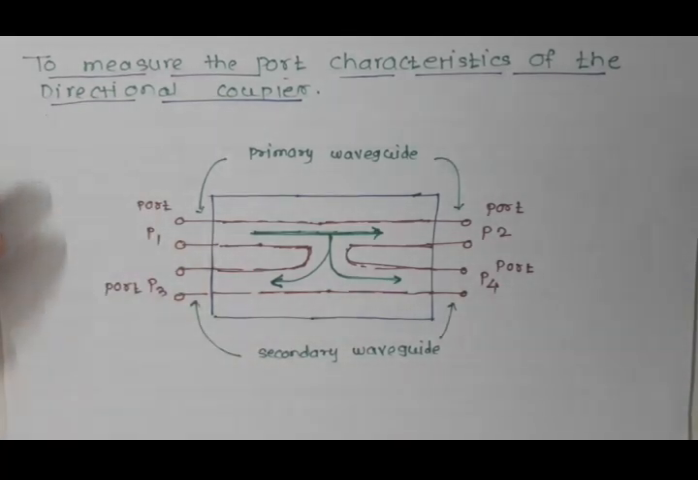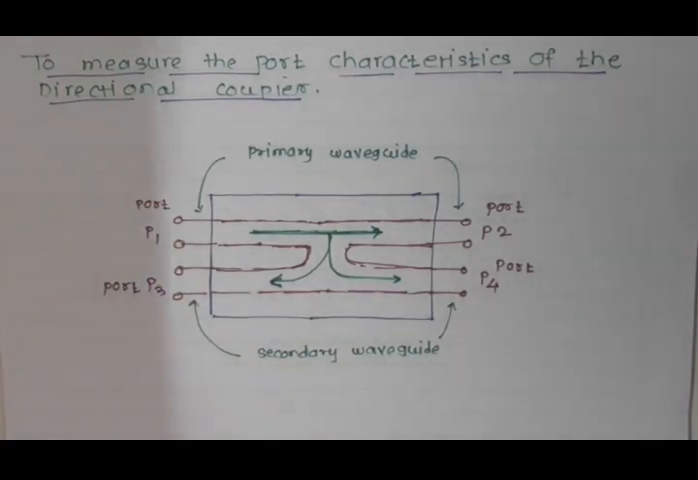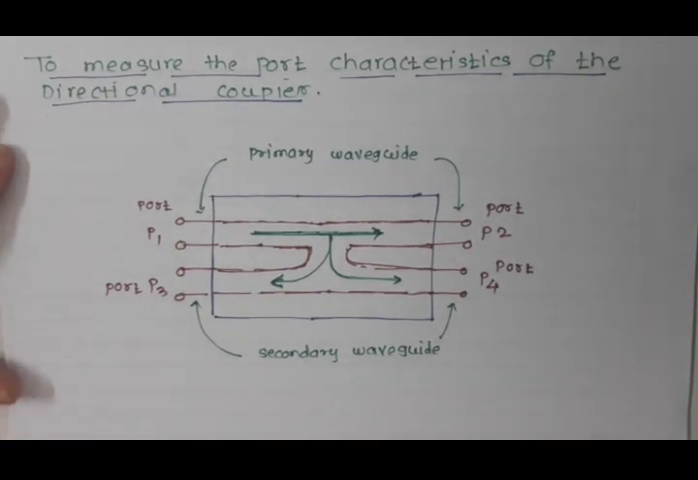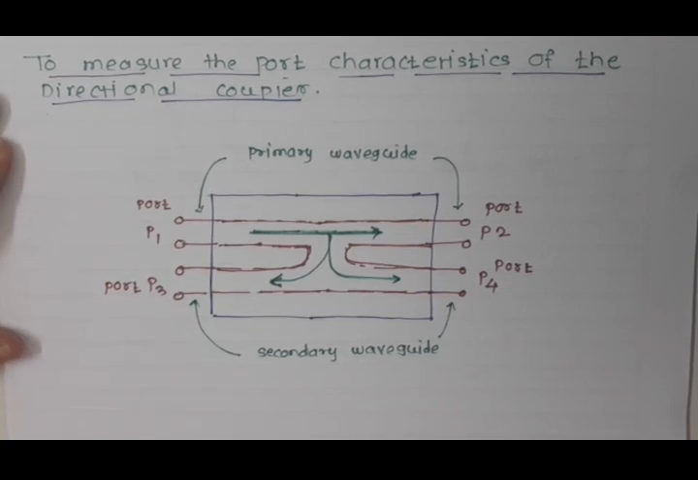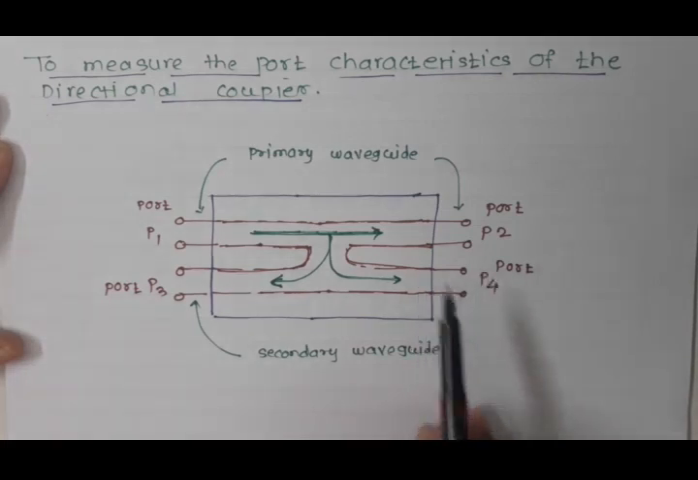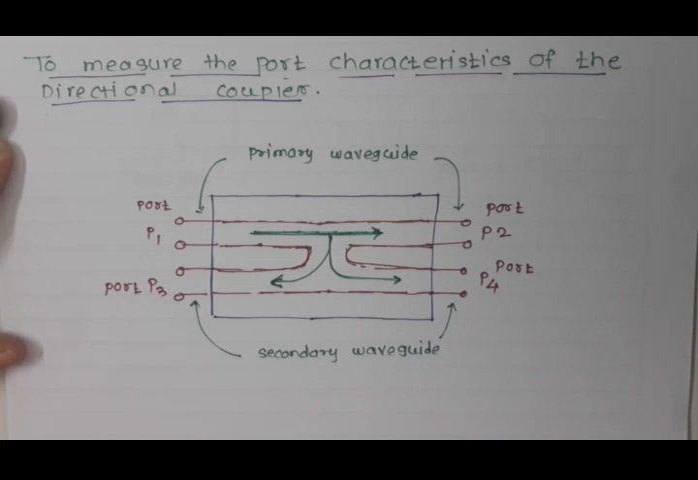Hello all, today we are going to perform the experiment to measure the port characteristics of the directional coupler. Now, to understand what a directional coupler is, we'll see some of the basic things about it. Directional couplers are flanged built-in waveguide assemblies which can sample a very small amount of microwave power for measurement purposes. They can be designed to measure incident and reflected power.